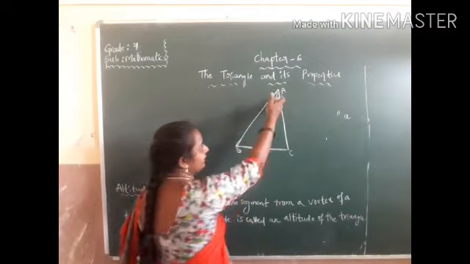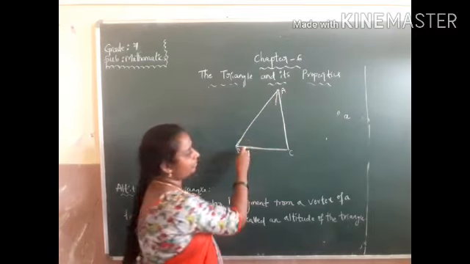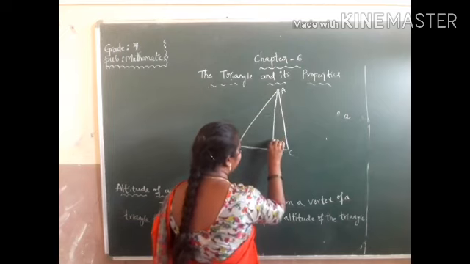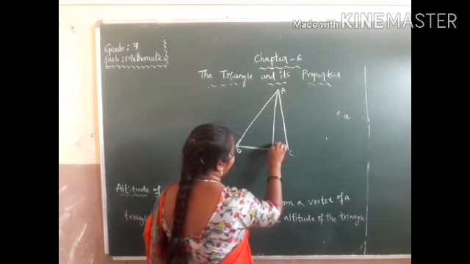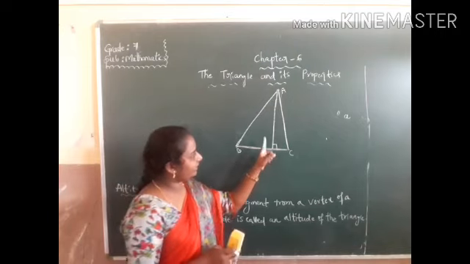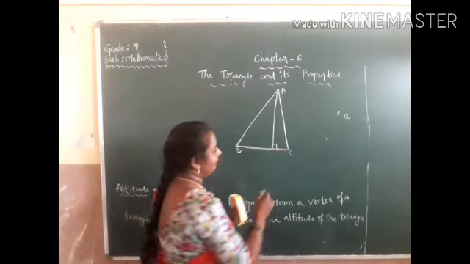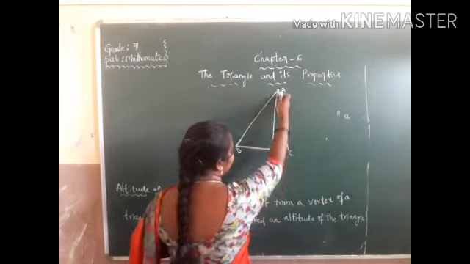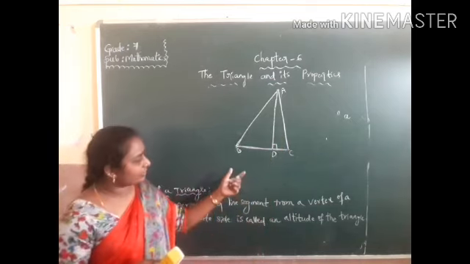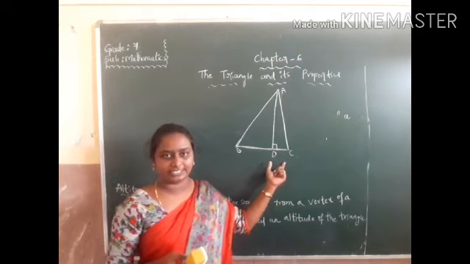What is the opposite side of vertex A? BC. So to BC you have to draw a perpendicular line segment. So it is called an altitude. So this AD is the altitude to the opposite side BC.